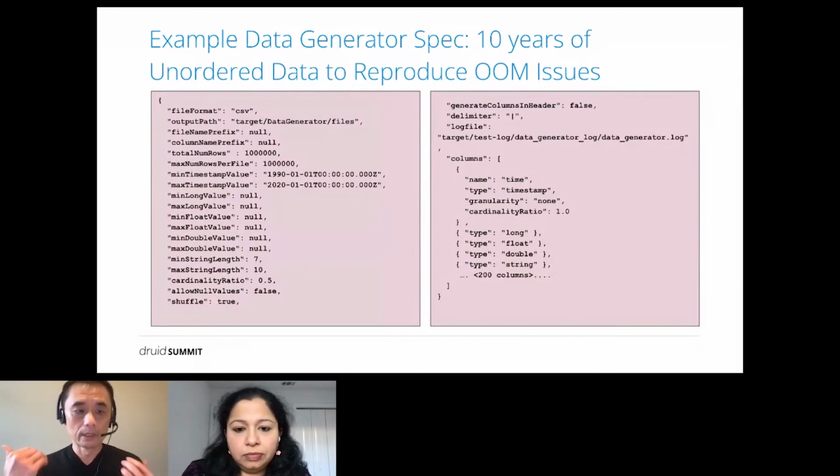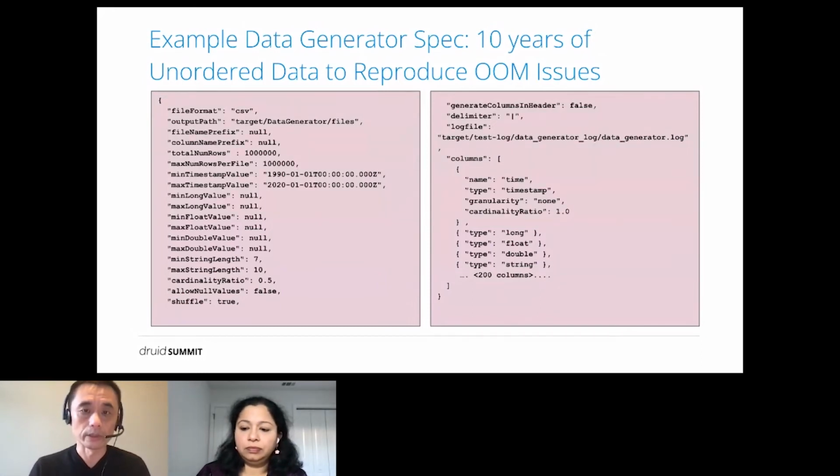We used this to reproduce a customer issue, which they ran into, an OOM, when they did ingestion. So this was very successful because we couldn't get the real data from the customer. So we asked them for the data shape, and they gave us a rough idea of what the data shape looks like, and boom, voila, we were able to reproduce it just with the in-house data generator.